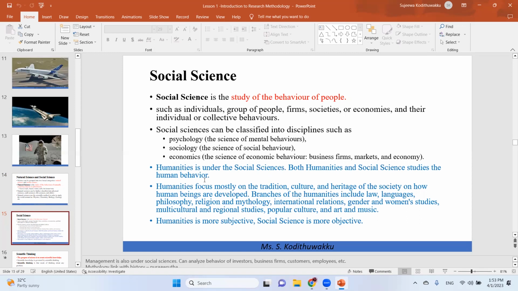And as I mentioned earlier, under marketing management, we discuss customers' behavior, right? In addition to that, under financial management, we discuss financial managers' behavior. Again, board of directors' behavior, shareholders' behavior. So that's the thing. Therefore, management is a social science. Why? It studies the behavior of the people, such as individuals, groups of people, firms, society, economy, and their individual or collective behavior.